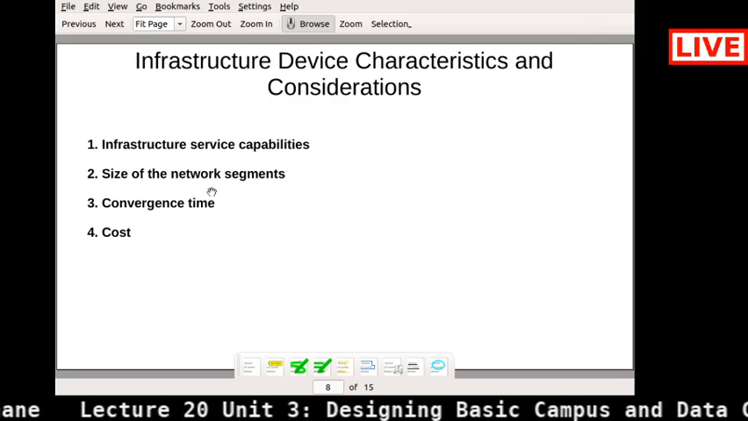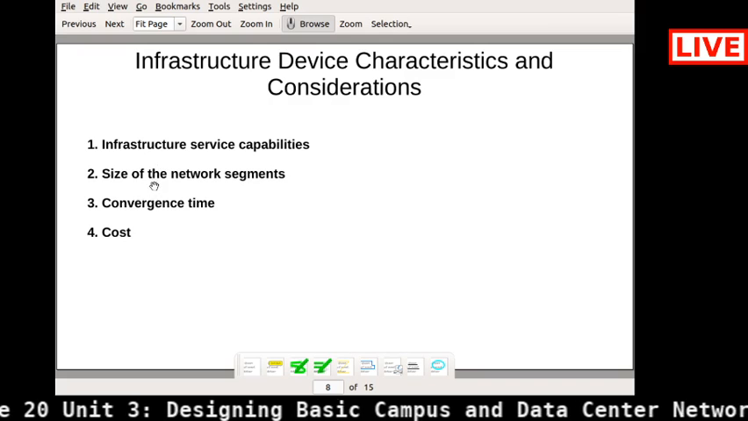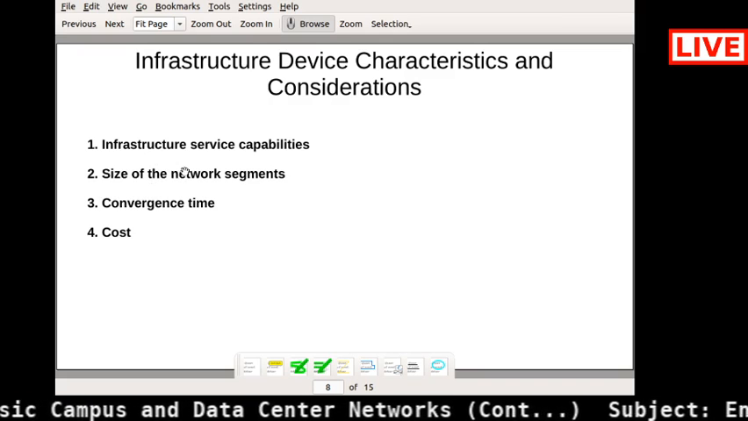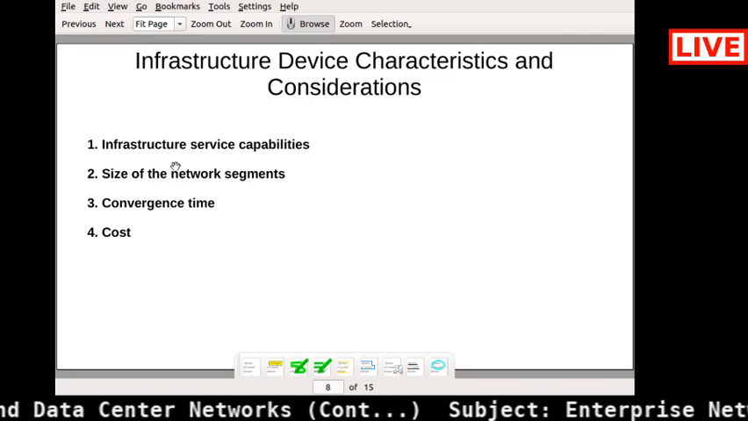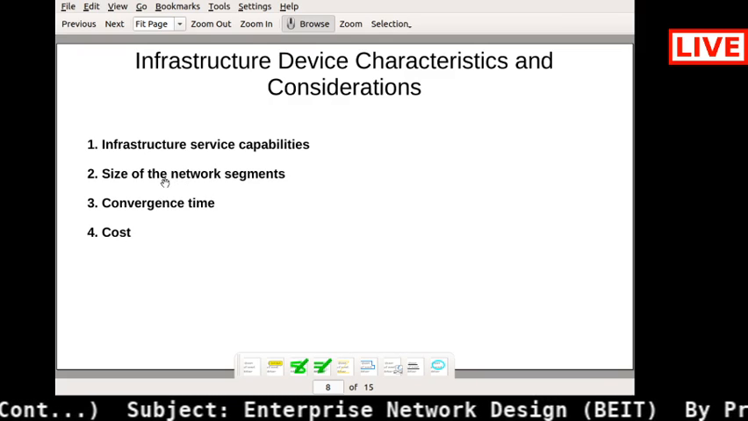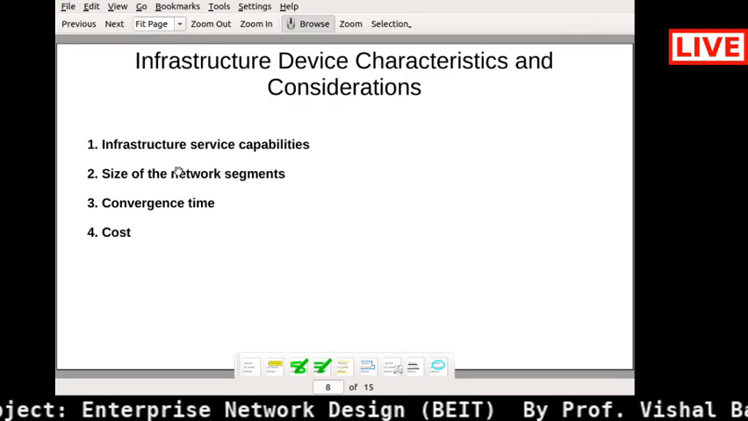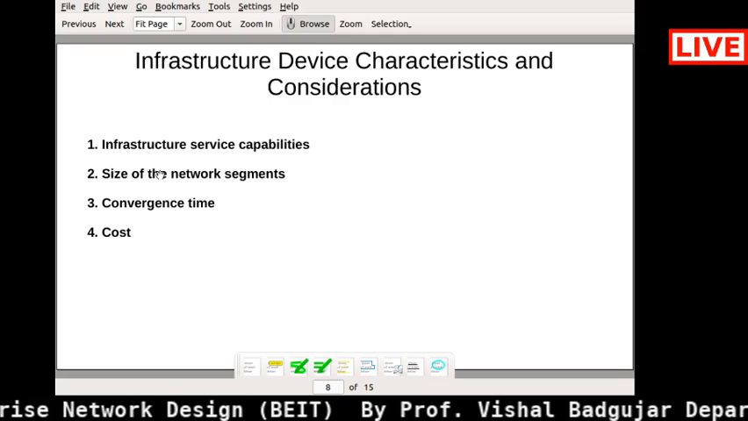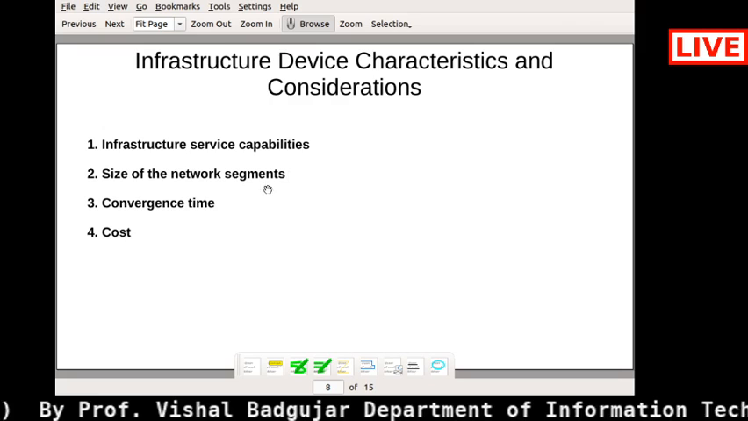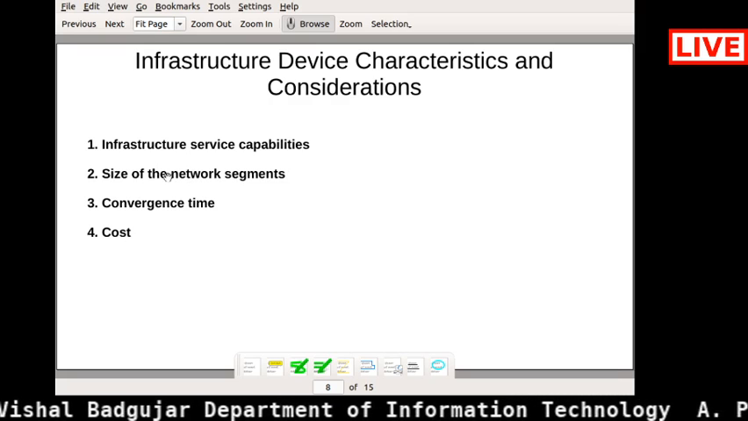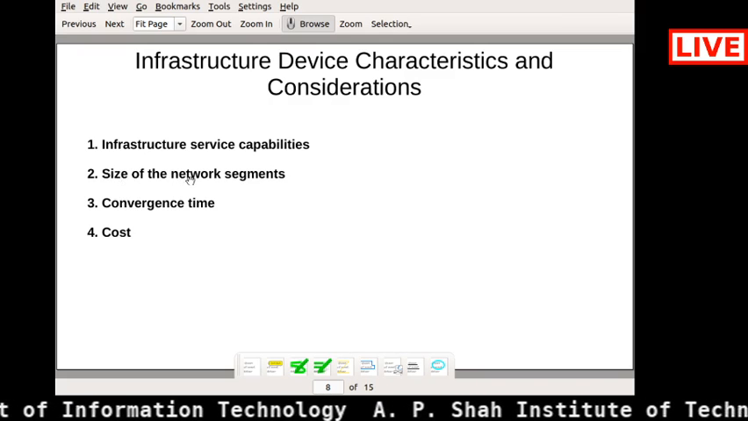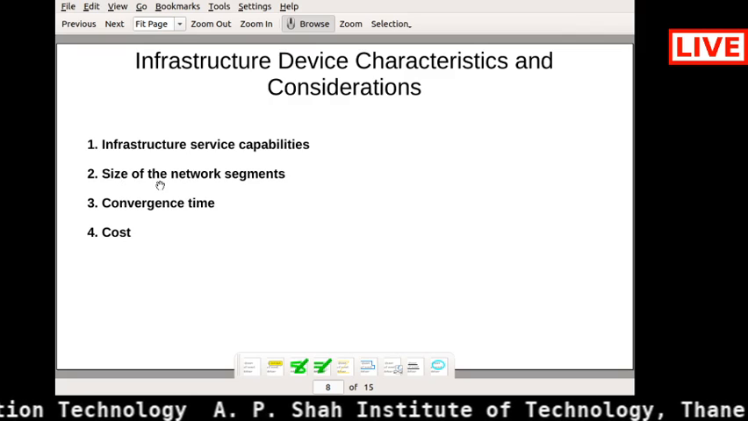Then the second one is the size of the network segment. The size of the network segment means how your network is going to be segmented, and how different end devices are to be connected with that network. Obviously it will be based upon your network characteristics and traffic characteristics. So how many end devices are connected with your network, and into how many parts your network is segmented, depends on your infrastructure devices.